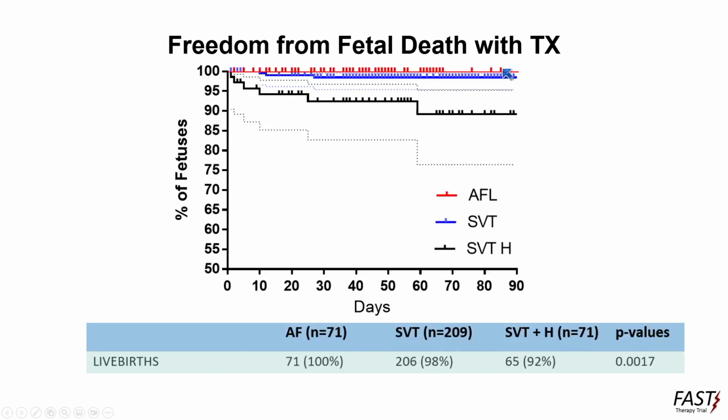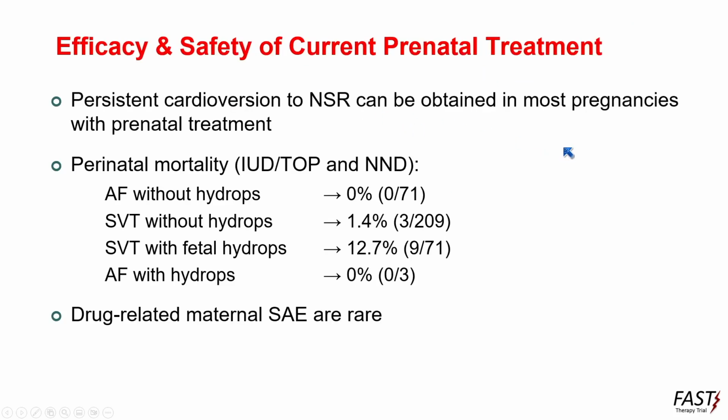Survival is excellent with flutter and SVT without hydrops, and no surprise, with hydropic patients you have a problem. So persistent cardioversion, in conclusion, can be obtained in most pregnancies with prenatal treatment. Mortality was low if there's no hydrops, but relatively high if there is SVT with fetal hydrops. And actually we had almost no significant adverse events.